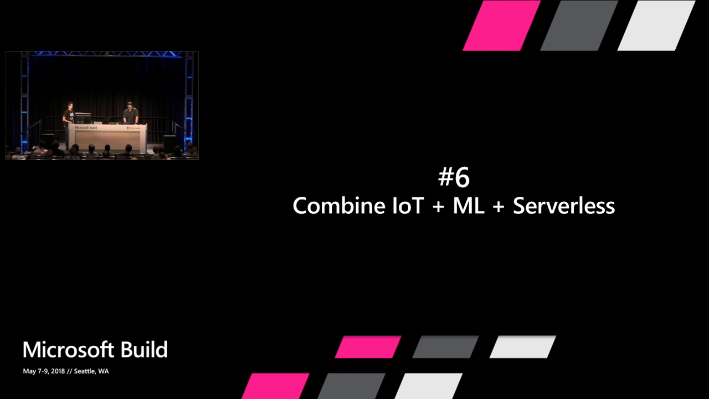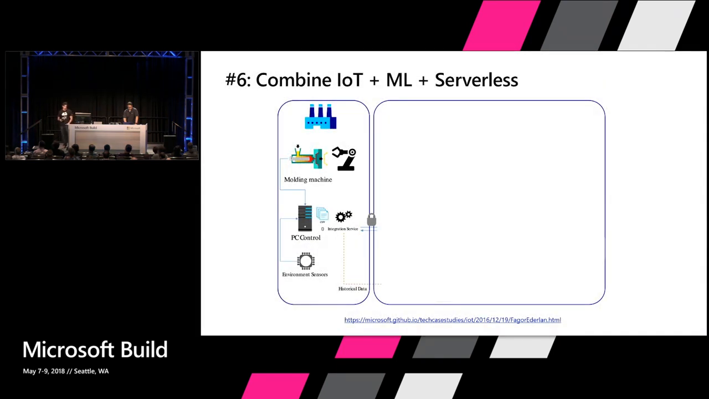So let me walk you through what one of our customers is doing. This is Fagor Ederlan. I'm not sure if I'm saying their name right. They're a company from Spain. They manufacture auto parts, and they have mechanical robot arms that manufacture those parts. Eventually those arms start failing, start not being as precise, and the parts they're producing might not be good for the auto industry. So they need to detect when that's a problem.